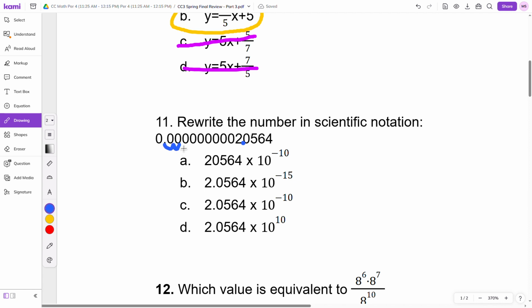So it's 1, 2, 3, 4, 5, 6, 7, 8, 9, 10. So that means it's C. Not A, because A doesn't have that dot right there in front of the 2. So that's why it has to be C. Now, why is it not D? Because D would actually move the decimal over this way. It would make it like a really, really big number. And that's not what this is. It has to be 10 to the negative 10, because you're making the number be less than 1. So that's how you do it.